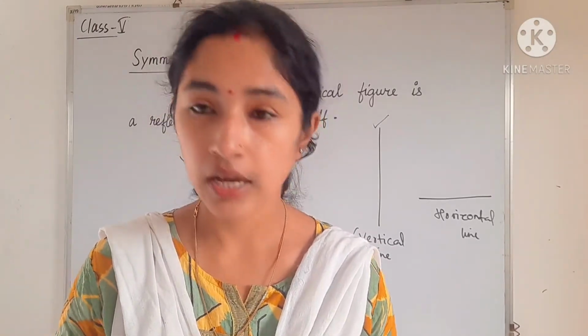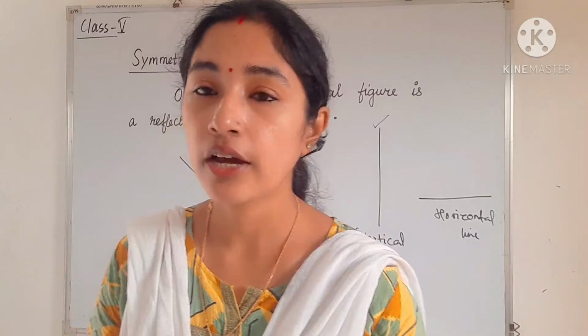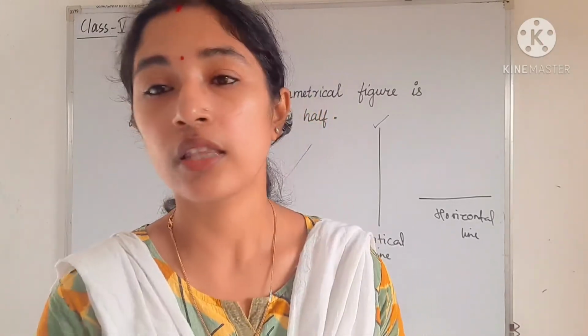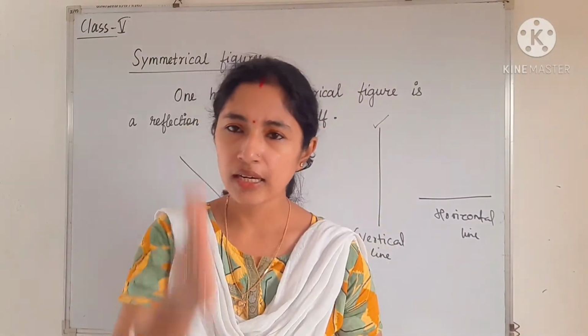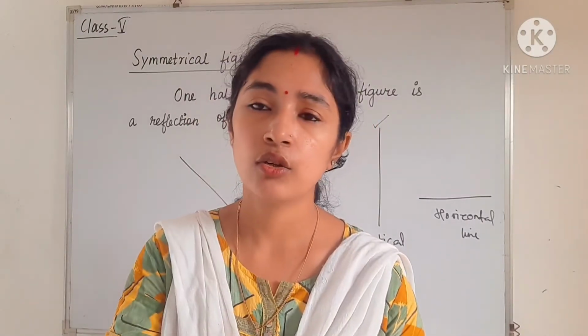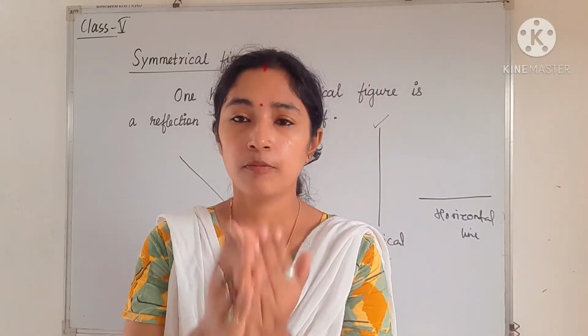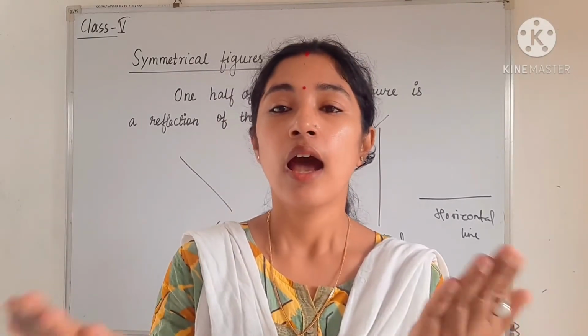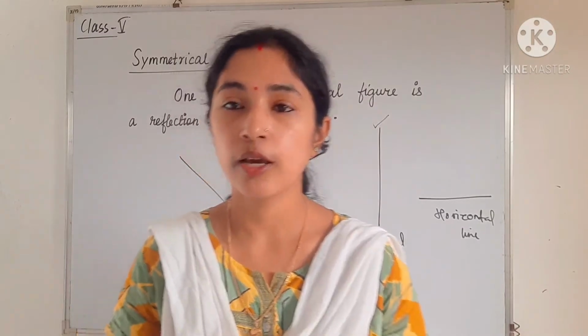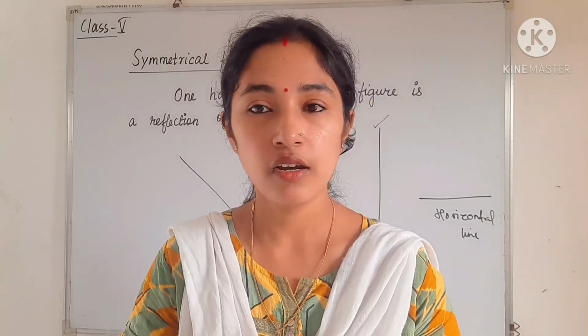So there are many examples, like you have seen the Taj Mahal in photos also. If you draw a vertical line exactly in the middle of the Taj Mahal, you will be able to see that both the parts which are divided are identical, they are similar. So these are symmetrical figures.